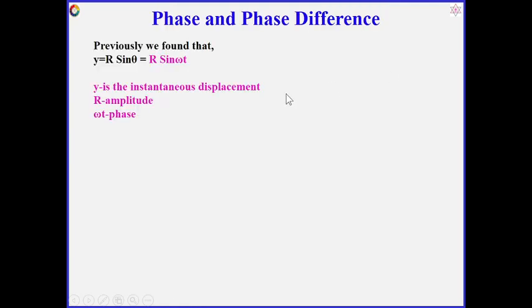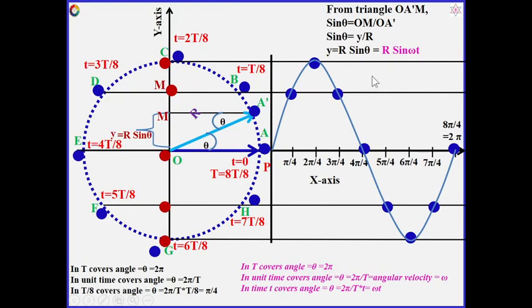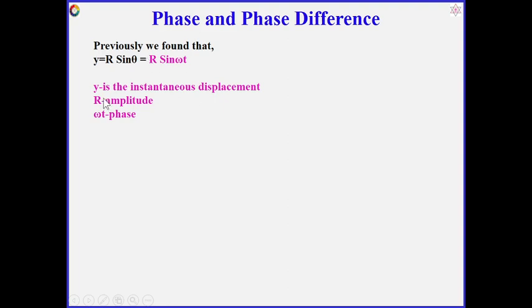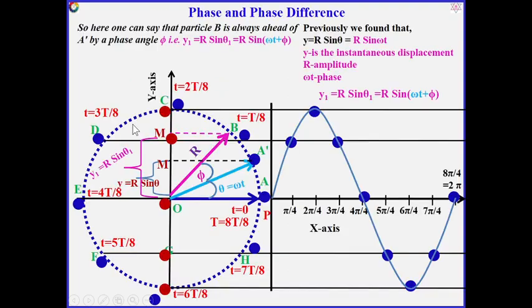Now we have to go for the phase and phase difference. Just now we found y equal to r sin theta equal to r sin omega t. Y is the instantaneous displacement, r is the amplitude, and omega t is called the phase. Here omega t represents an angle, but in wave motion it is also called the phase.